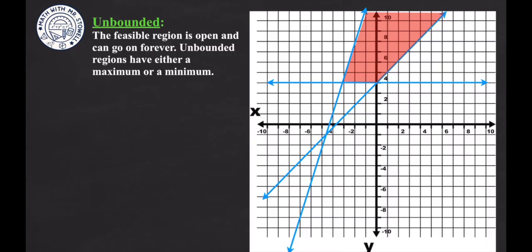We know it is unbounded whenever the feasible region is open and can go on forever. So notice that this boundary does not enclose it all the way. So the area goes on forever, going up in this case. We also are told that an unbounded region has either a maximum or minimum value, but not both. So one of those vertices will be either the maximum or the minimum value.